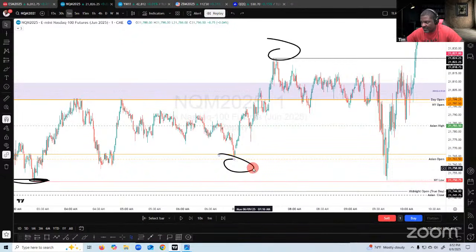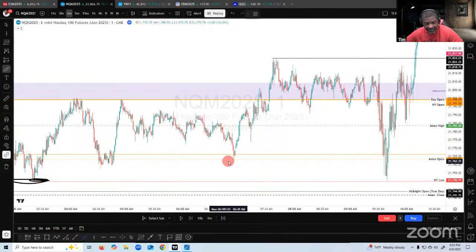Notice that the lowest low that we made after 6 o'clock was right in line with the Asian Open, right? The lowest low that we made after 6 o'clock was 21,763 and a quarter. And the Asian Open was 21,763 and a half. So one tick below the Asian Open, right? So we dropped below the Asian Open, creating the lowest low after 6 a.m., right?